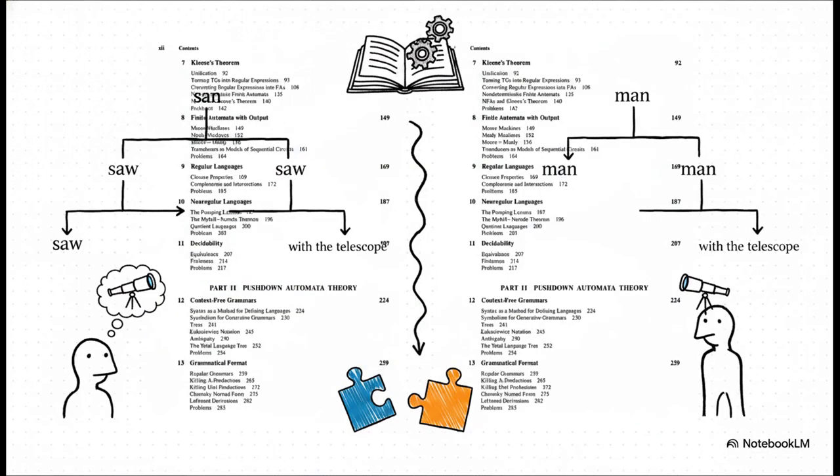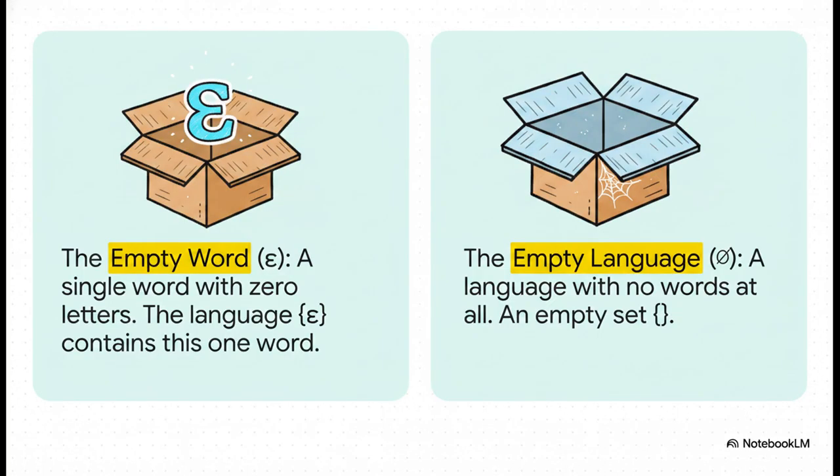And right here we can see why it's ambiguous. Each of those meanings corresponds to a totally different syntax tree. In one tree, the phrase "with the telescope" is attached to the verb saw. In the other, it's attached to the noun man. Two different trees, two different meanings, but only one sentence. This need for precision is exactly why it's so important to be clear about our definitions.